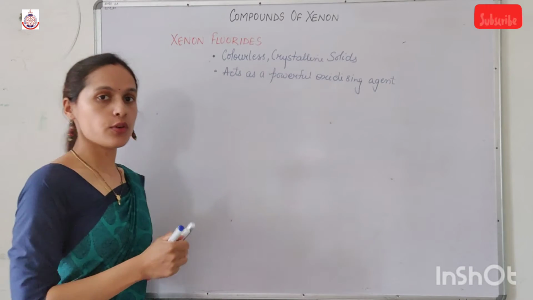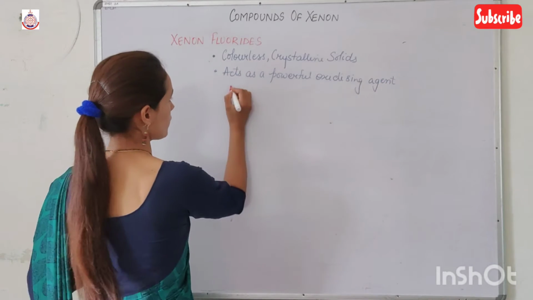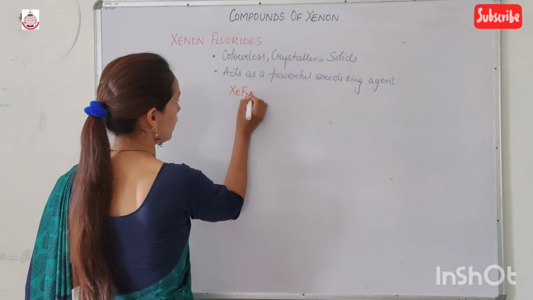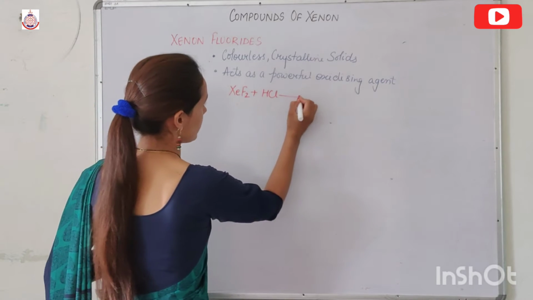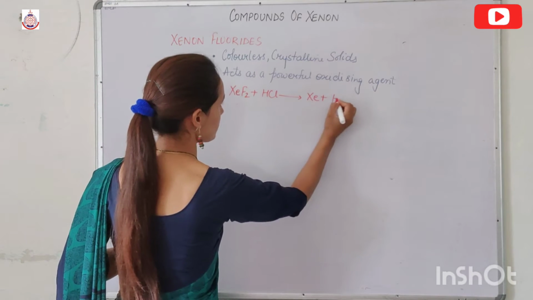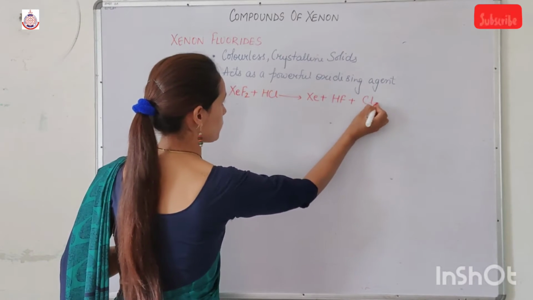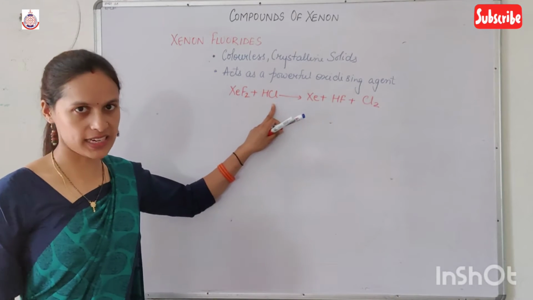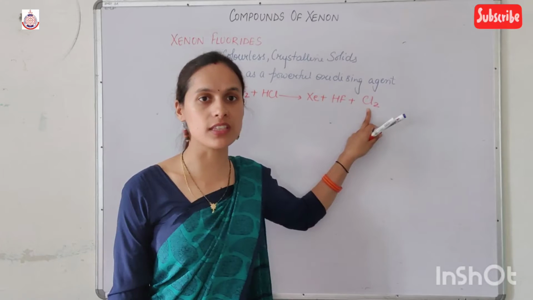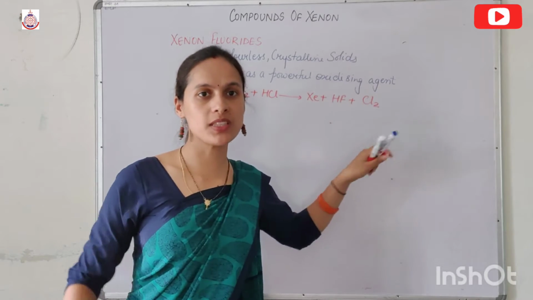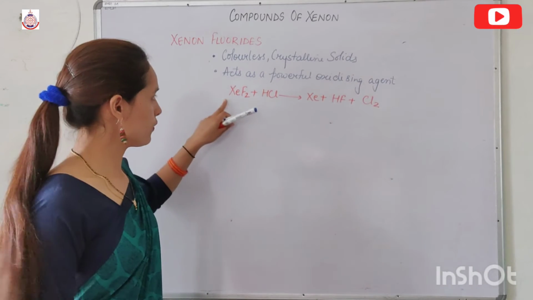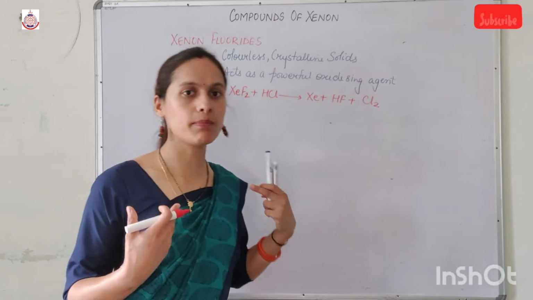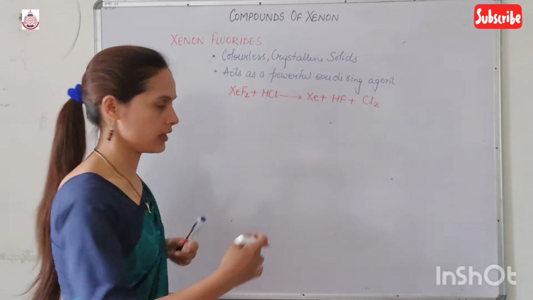For example, when XeF2 reacts with HCl, it forms Xe plus HF plus Cl2. So here Cl is -1 and here Cl2 is 0. So -1 to 0 means there is oxidation. Therefore, XeF2 acts as a powerful oxidizing agent.